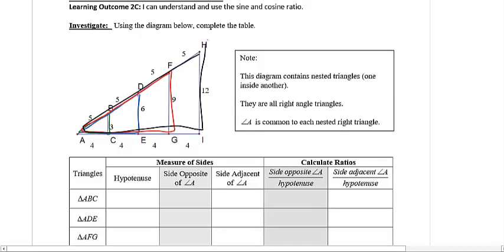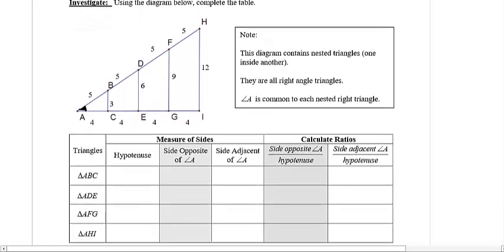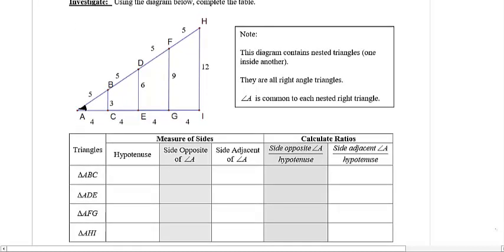They are all right triangles, and all of them have a common angle, angle A. So that one is common amongst all the triangles. Okay? I'd like you to fill out this chart. Okay, so looking at triangle A, I'll do this one with us together. What is the hypotenuse? In this case, the number is 5. What is the length of the side opposite of angle A? That would be 3. And the side adjacent of angle A, that would be 4.